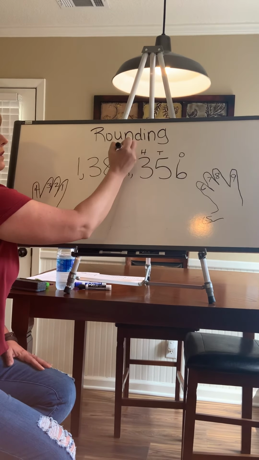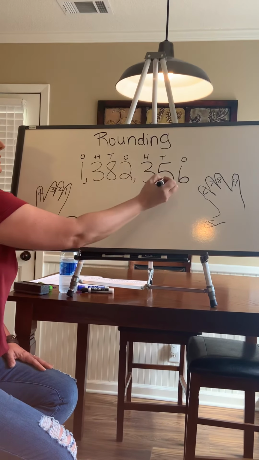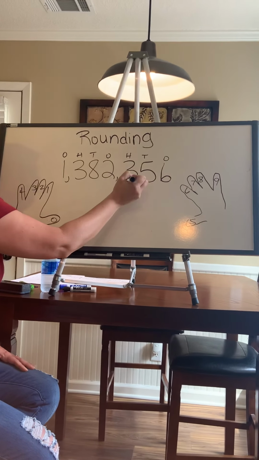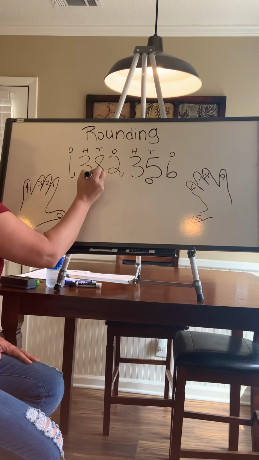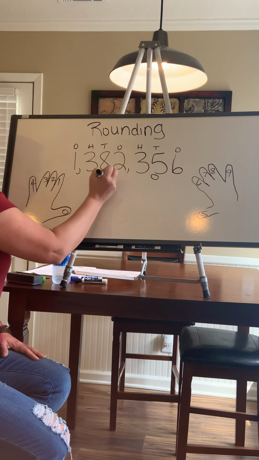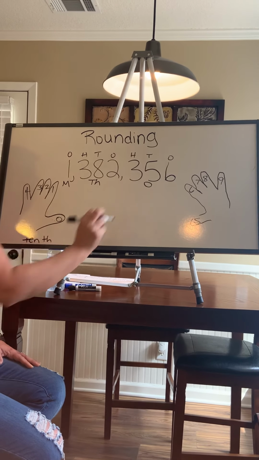O-T-H-O. This is the what period? Ones. This is the what period? Thousands. And this is the millions. These are the only 3 we had to learn this year.